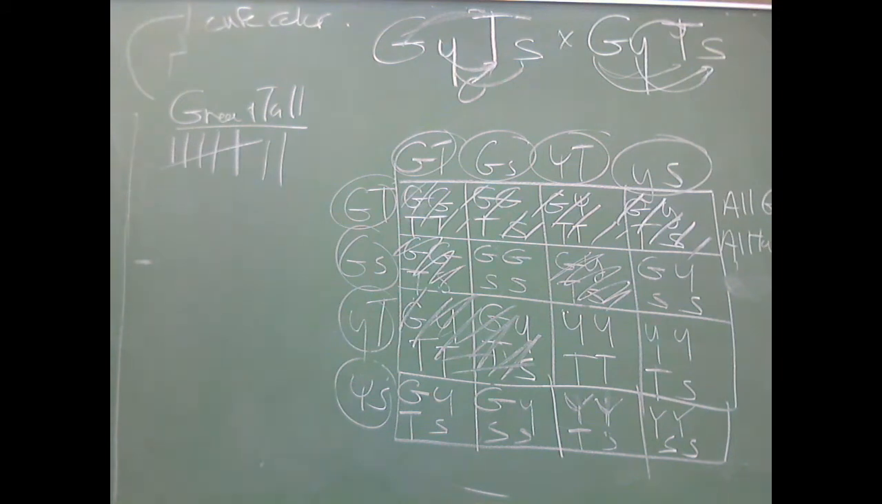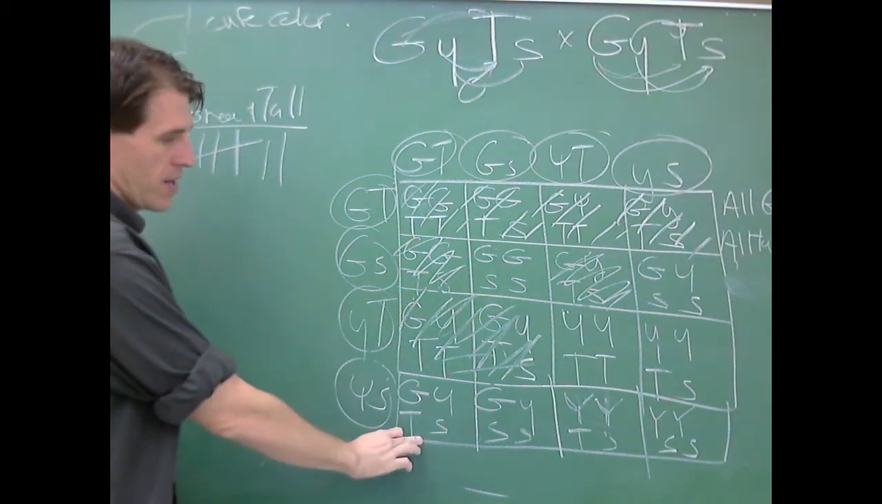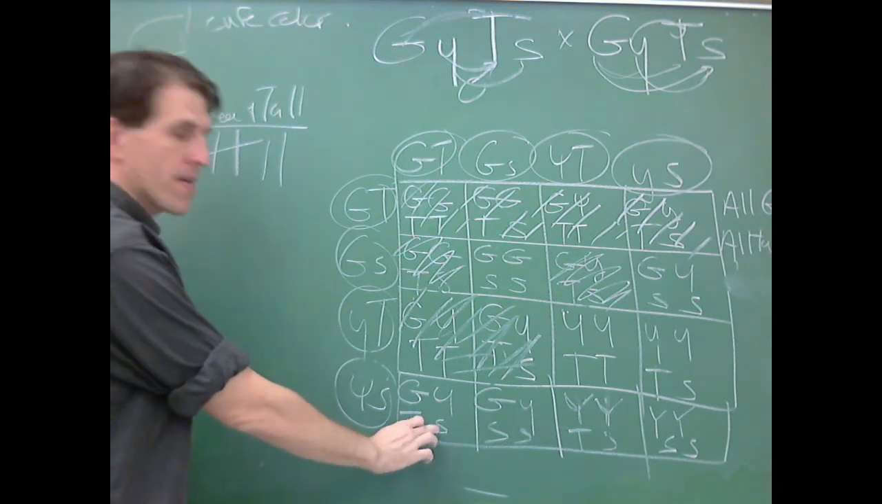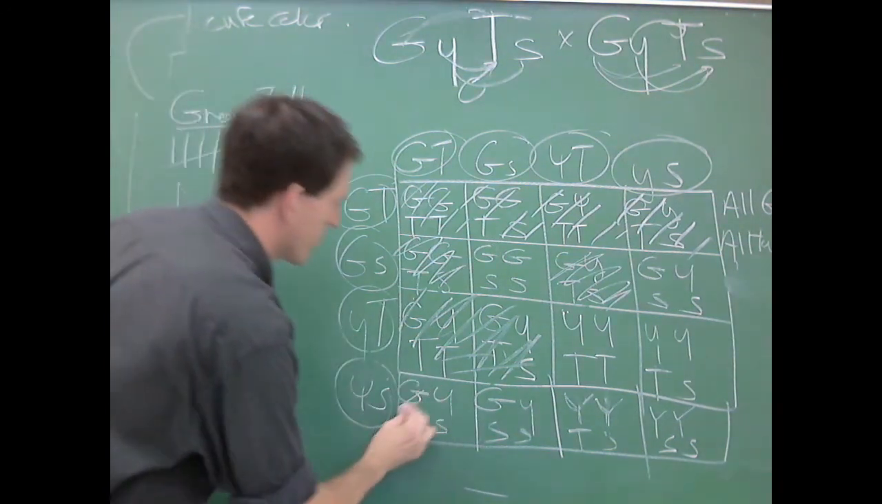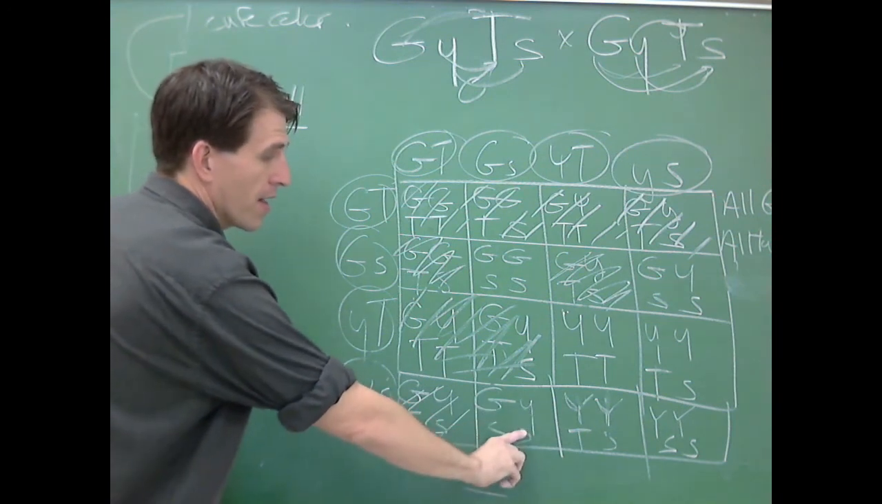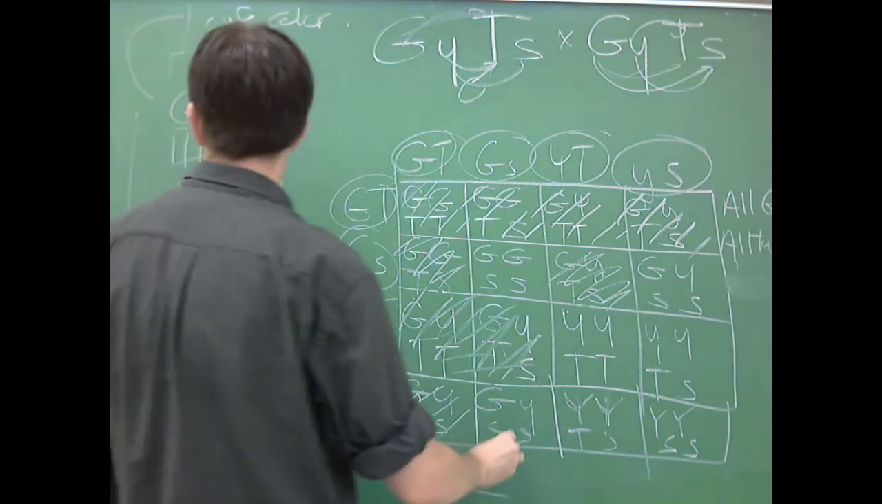All right. Will this be green and tall? G and Y, T and S. Yes. Let's get rid of that. G and Y, S and S. No.